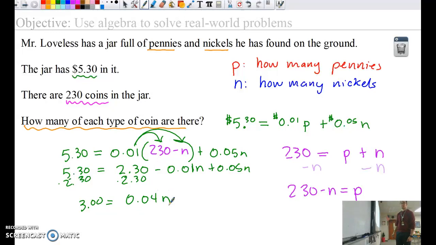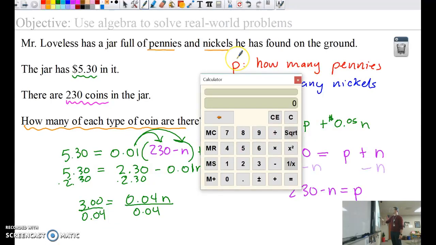All right. What's our last step? Well, just divide by 0.04 on both sides of the equation. And that should tell us how many, what? Nickels we have. So 300, oops, one too many zeros, divided by 0.04 is equal to, seems like we got a problem there. What was my problem? I typed in without the decimal, 3.00 divided by 0.04. 75. So I know that n is 75.